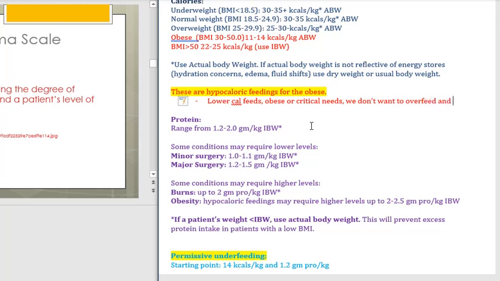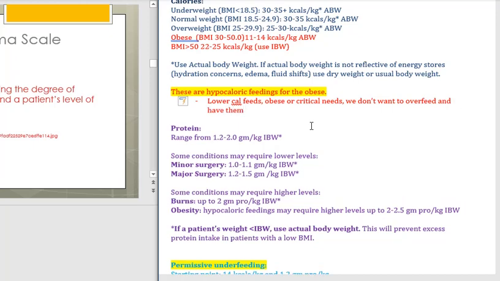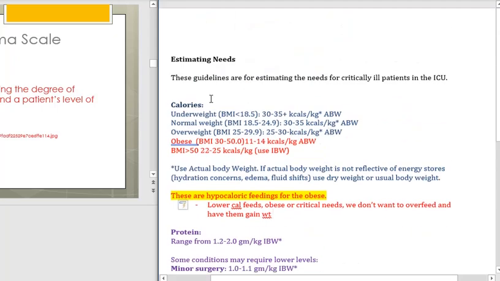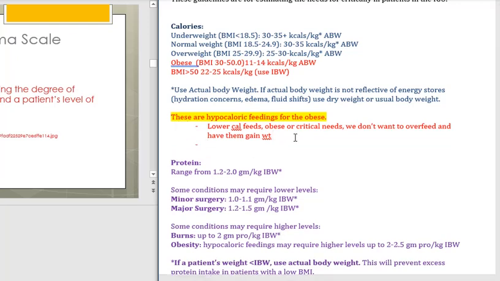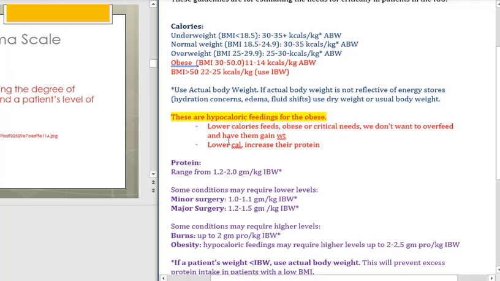For these patients, we do hypocaloric feeding, and that's embedded in this document. But essentially what that is, we lower their calories and we increase their protein. Okay? We lower their calories and we increase their protein. By doing so, we help these patients that are critically ill and obese maintain pretty close to a positive nitrogen balance, even though they're under metabolic stress.